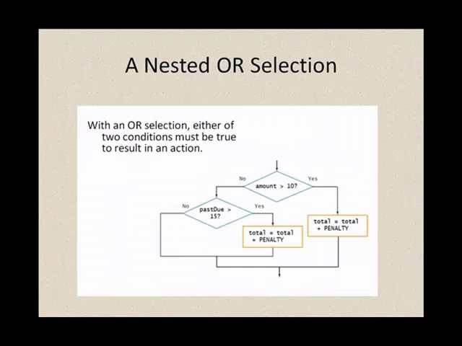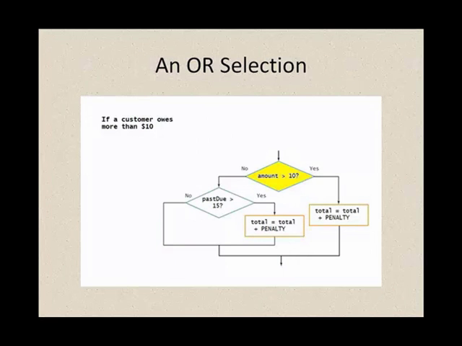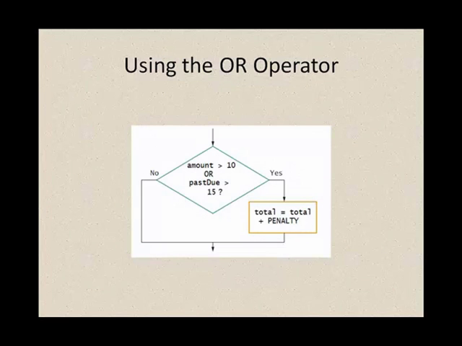With an OR selection, either of two conditions must be true to result in an action. For example, perhaps the policy at your company is if a customer's amount due is greater than 10, then assign a penalty to the customer's total. Otherwise, if the customer is past due greater than 15, then assign a penalty to the customer's total. One or the other must be true for the customer to get the penalty. You can use an OR operator to combine two expressions into one. Amount greater than 10 or past due greater than 15. If the entire expression is true, assign the penalty.